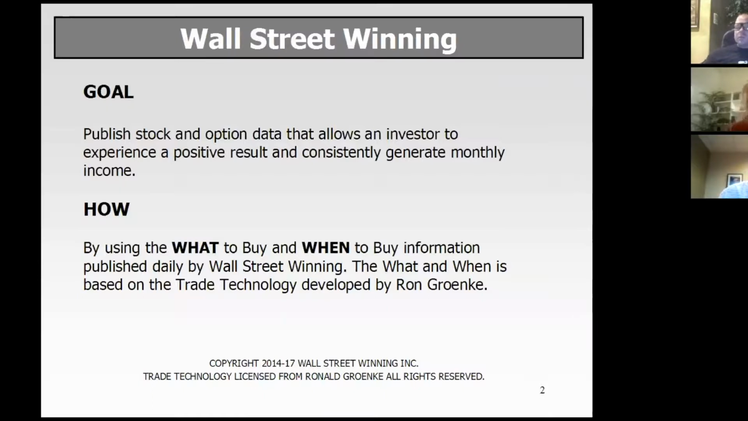We do that by a lot of means in the sense of data analysis and application of a lot of algorithms and so forth. But the basic thing is, how do we do it? By using the what to buy and when to buy information that we publish daily at Wallstreet Winning. It's based on trade technology that I developed over the last 20 years. It's been used by many people on a PC platform application that I delivered for over 15 years as a software investment tool. Now we take that trade technology and put it on the web.